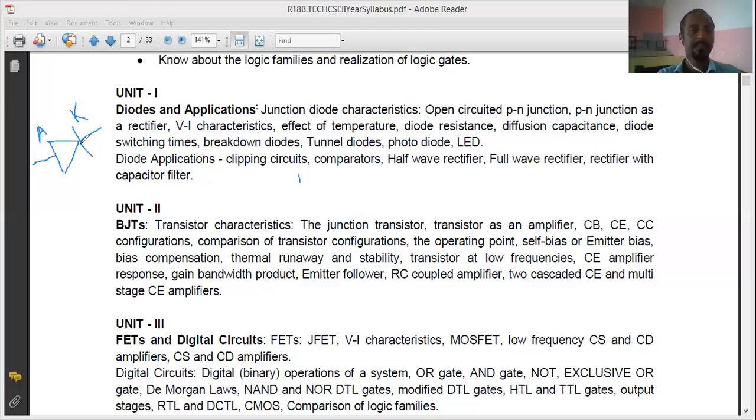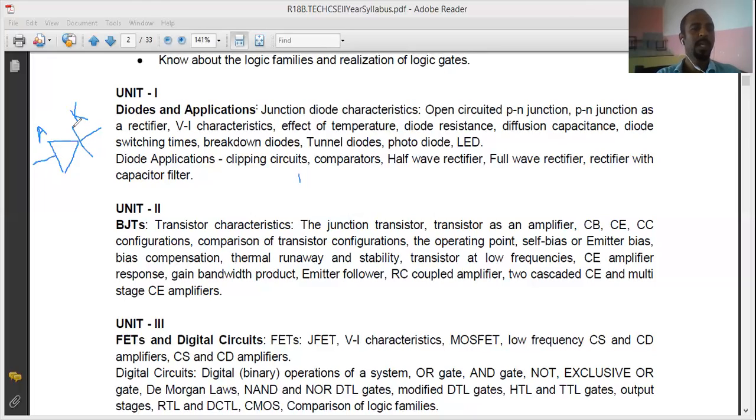Therefore, by convention, we consider the positive charge to be at a higher potential than the negative of the battery. So we say this is positive and this is negative: anode is positive, cathode is negative. We say that the current flows from the anode to the cathode, from a point of higher potential to a point of low potential, and that is what the arrow mark indicates. I hope the concept of the arrow mark and the diode symbol is very clear for you.